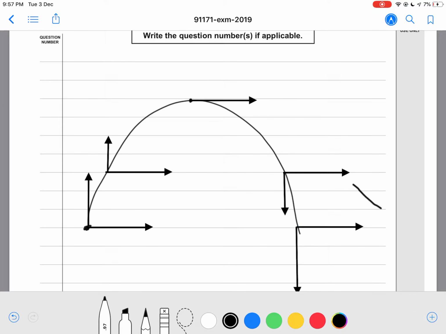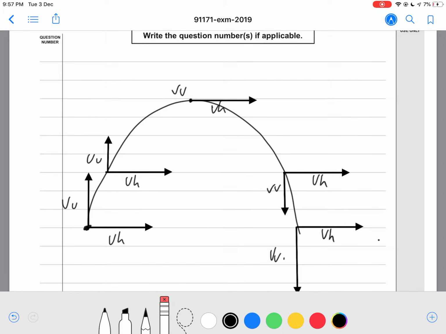It should look something like this. So basically, your horizontal component stays the same, and this would be your vertical component, which changes throughout the flight. So you can see.